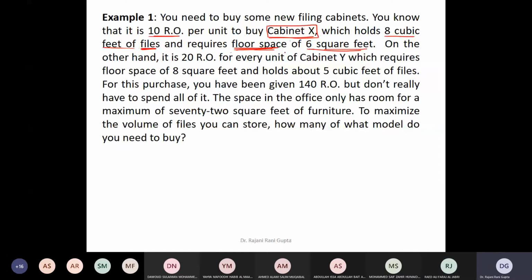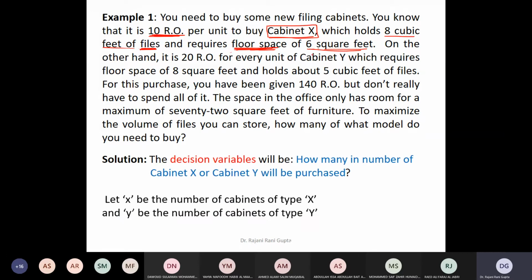When you are preparing a table, it is always good to keep the information as you read. As we read here, cabinet X has the cost, the cubic feet, which stands for the volume, and the floor space, which is in square feet. So let's put this in the table. So we have cabinet.